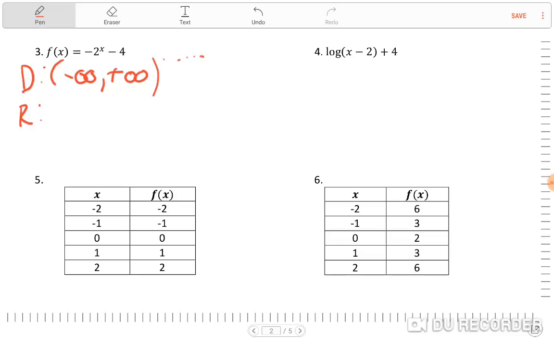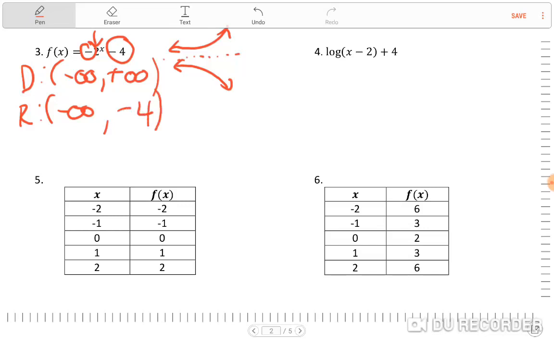Now, these have a horizontal asymptote, and because the base here is 2, this originally started looking like a growth, okay? But if we look at a, which is negative, this flipped over. So now this flipped over, that asymptote looks like that. So the range is also going to go to negative infinity. But now it's only going to go up to that asymptote, and the asymptote is at k, which is negative 4. It does not touch the asymptote, so it takes a parenthesis.